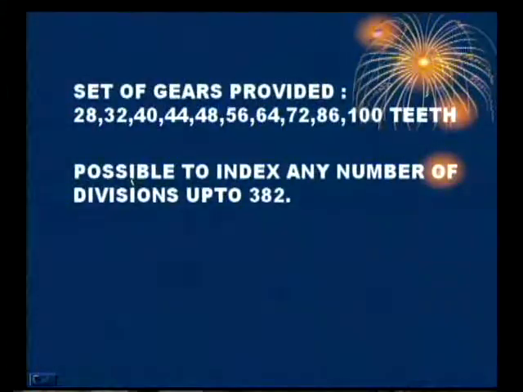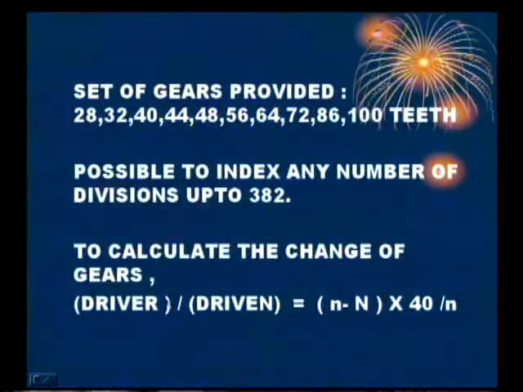With this method, it is possible to index any number of divisions up to 382, and more also with some additional gears. Up to 1000 also we can do. But with this set of gears, it is possible to index any given job up to 382 equal divisions. And to calculate the change of gears, we have to follow an equation like this.